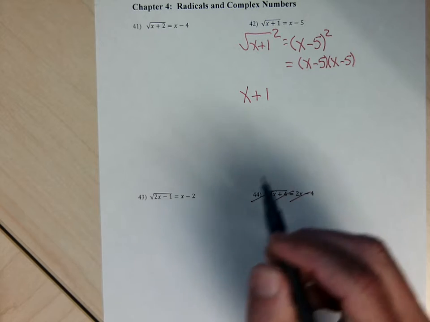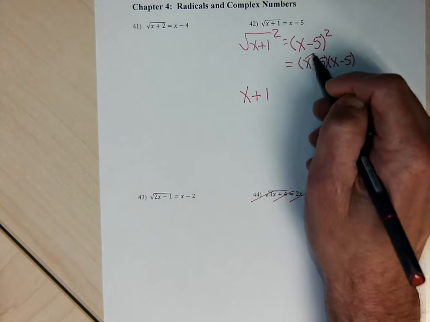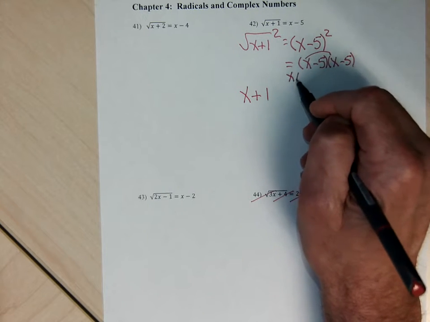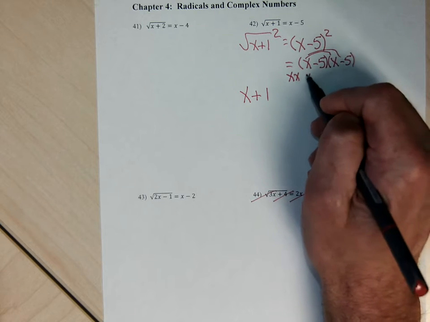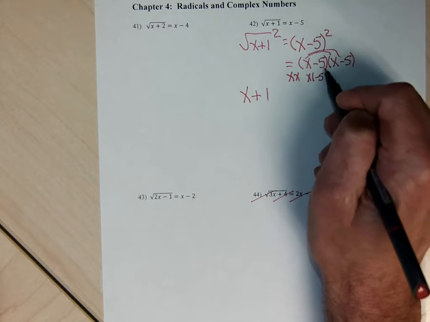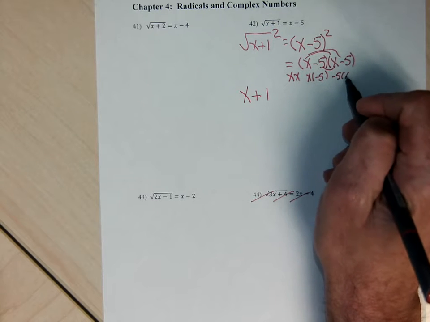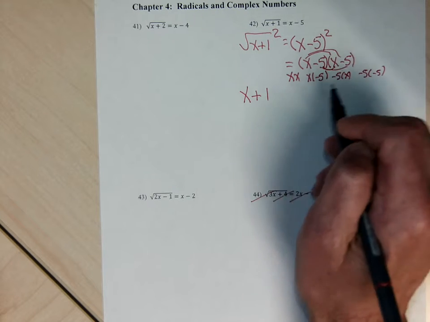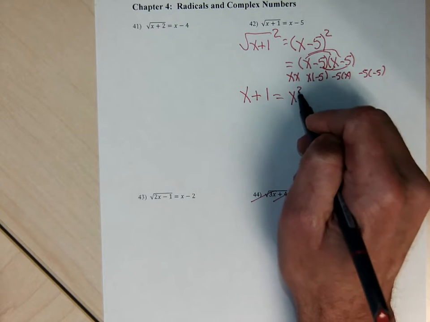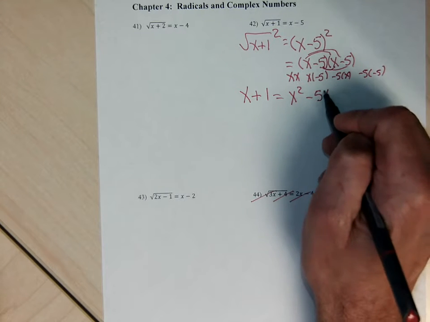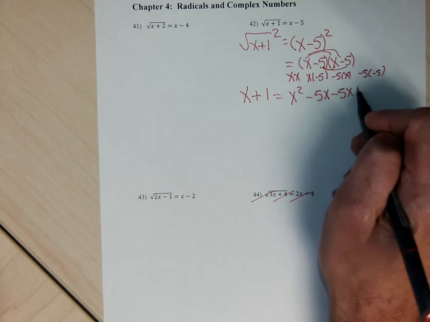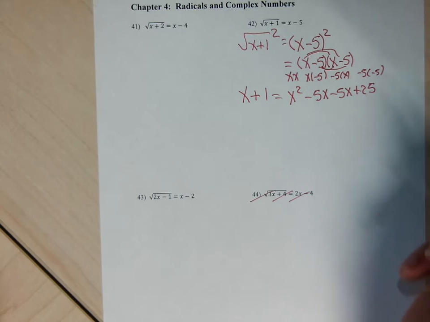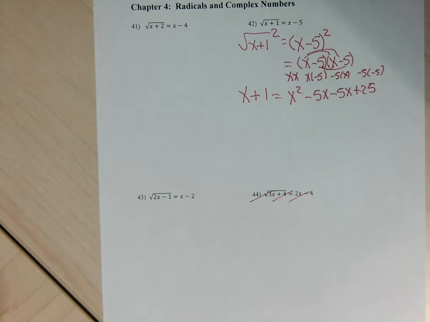To simplify this side, I do x times x, x times minus 5, minus 5 times x, and minus 5 times minus 5. So this is going to give me x squared minus 5x minus 5x plus 25 for the starting of simplifying the right-hand side. When I square the right-hand side, that's a binomial. I wrote it as two identical parentheses with the same signs.